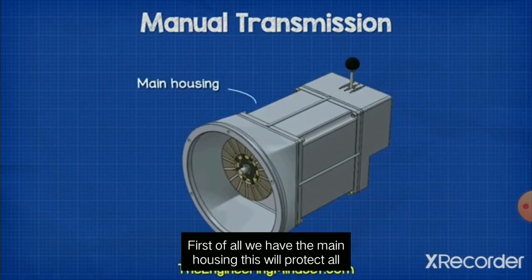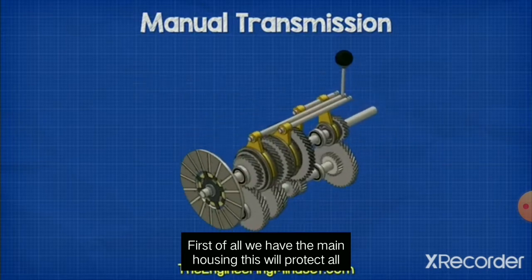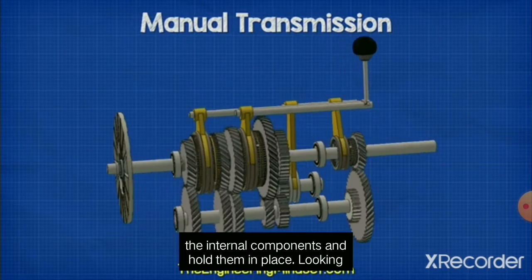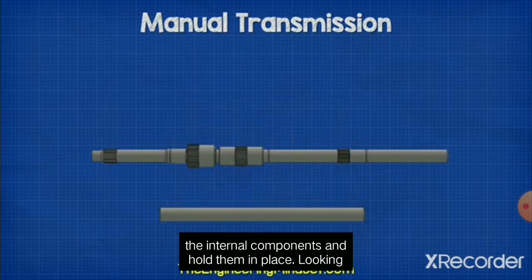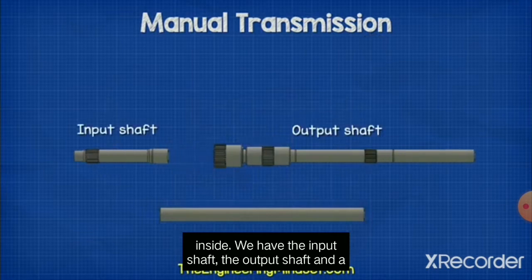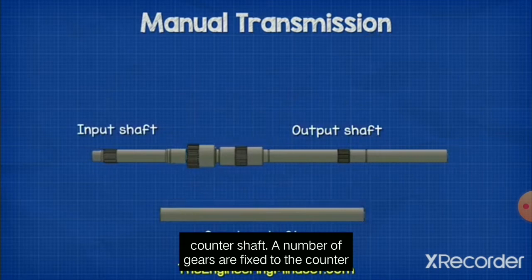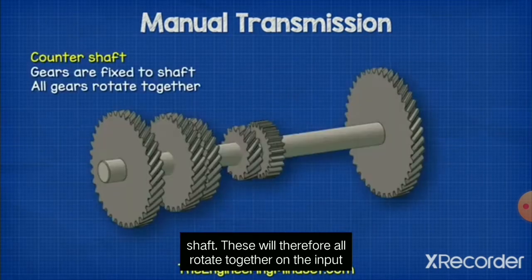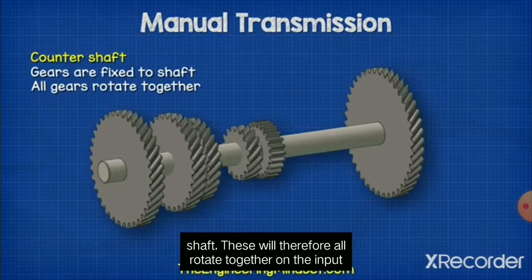First of all, we have the main housing. This will protect all the internal components and hold them in place. Looking inside, we have the input shaft, the output shaft, and a counter shaft. A number of gears are fixed to the counter shaft. These will therefore all rotate together.